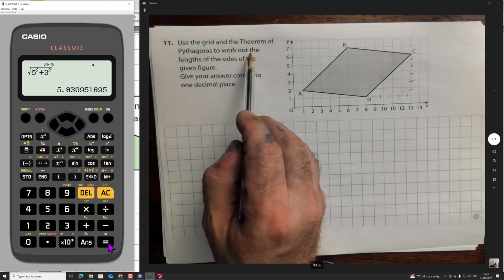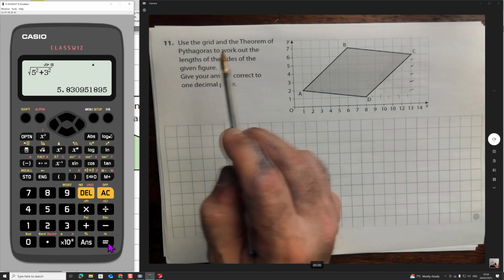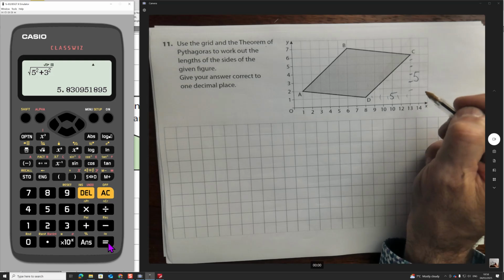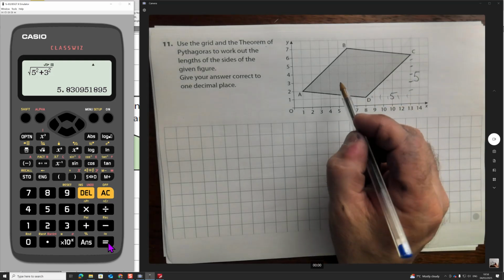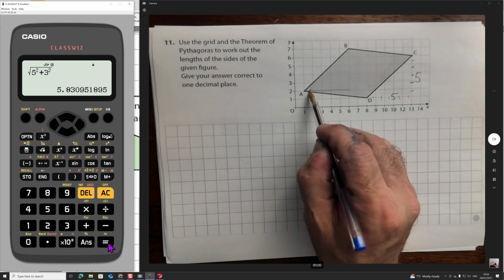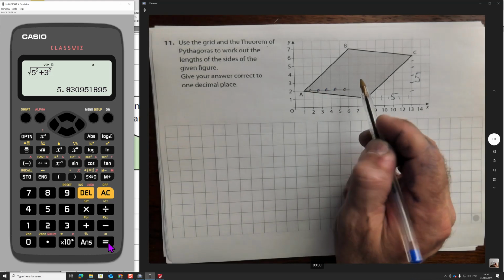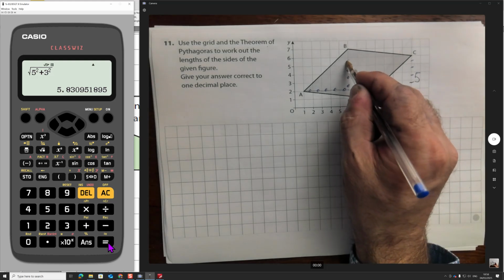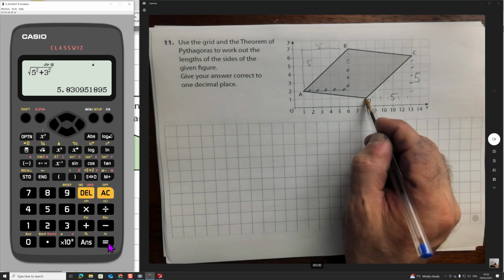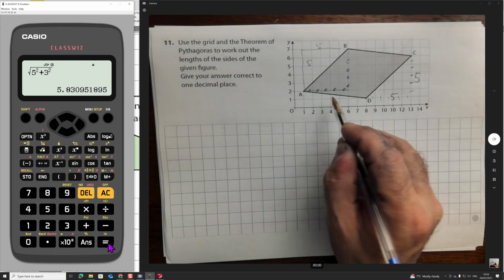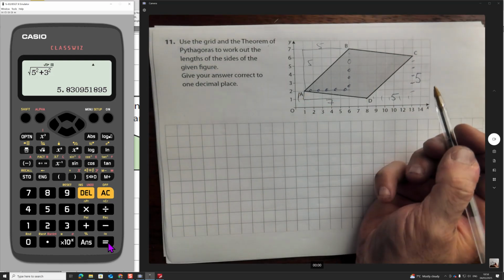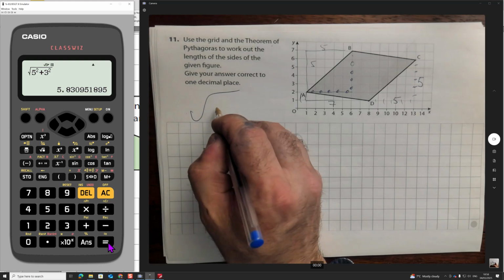Use the grid and the theorem of Pythagoras to work out the length of the sides of the given figure. Ah, yeah, so we actually have to do our helping triangle. It didn't tell me, so I'm going to come across here. 1, 2, 3, 4, 5. Probably the same though. 1, 2, 3, 4, 5. So the helping triangle gives me 5 and 5. The other helping triangle gives me, let's do subtraction here, 8 take away 1 is 7, and we're up 1. Okay. So the square root.